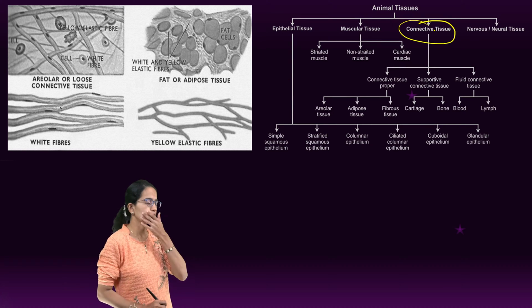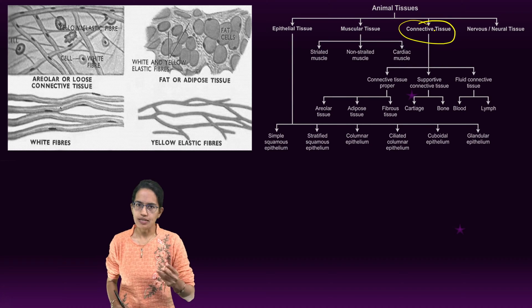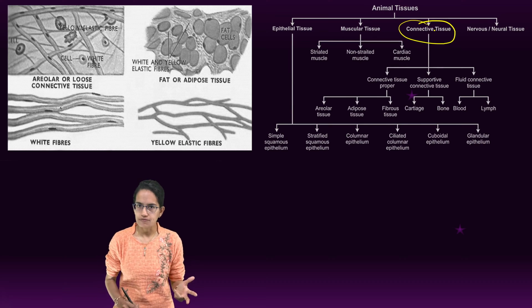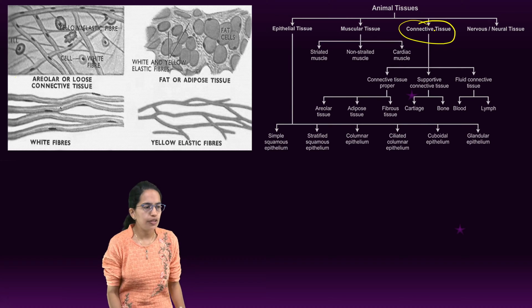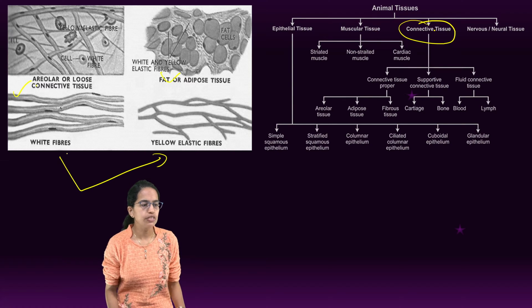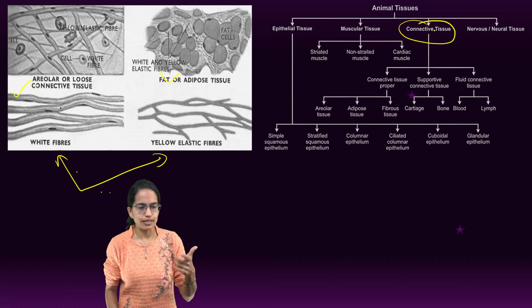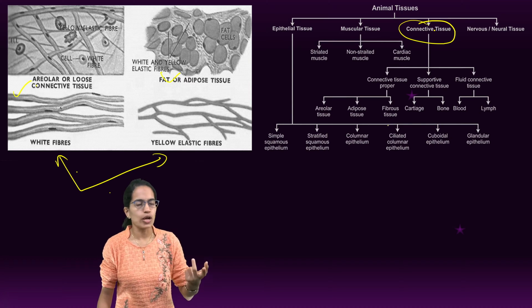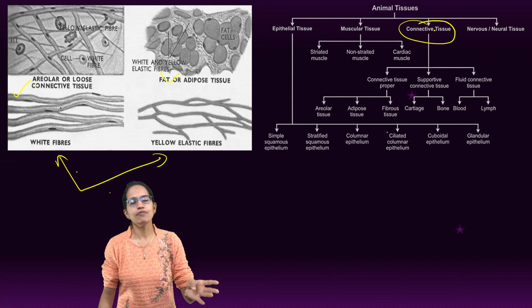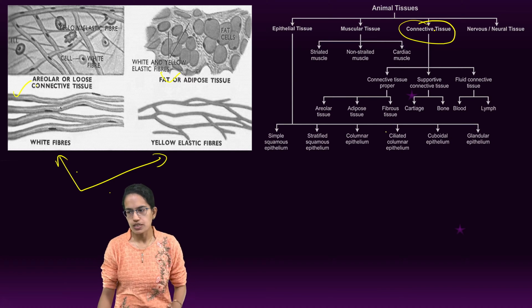Under connective tissue, we have three types of tissues. One is the proper connective tissue, which would include areolar, fat, and ligaments or tendon, which are actually the connecting ones. Then the supportive ones are cartilage and bone, and finally the fluid, which is blood and lymph. So let's understand each of these one by one.